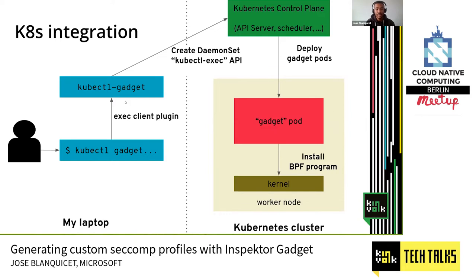Then, when you want to execute any gadget, for example, the second gadget, we will send the information to the gadget pod saying that we want to execute the second gadget, and then we will also pass the parameters, the filters we want to apply, and on which node we want to apply it, and then the gadget pod will generate the BPF code and install it in the kernel of every node. This will be replicated in all the nodes.